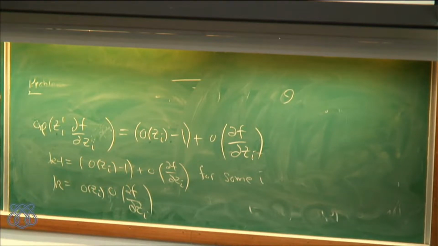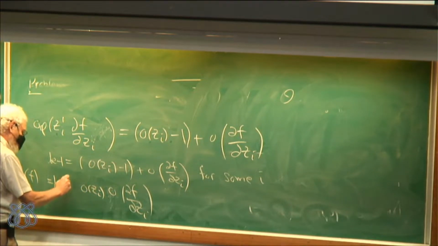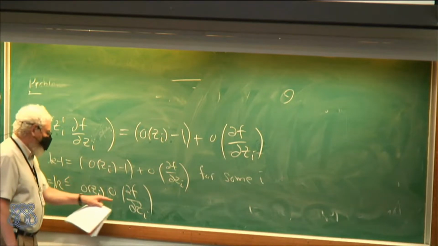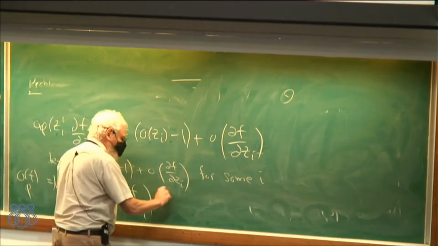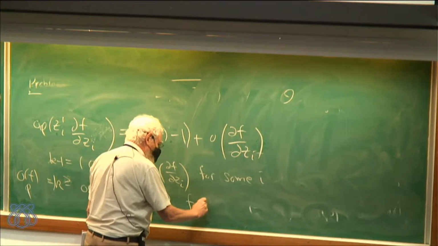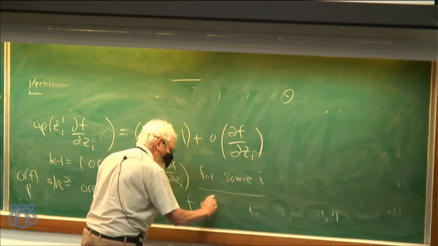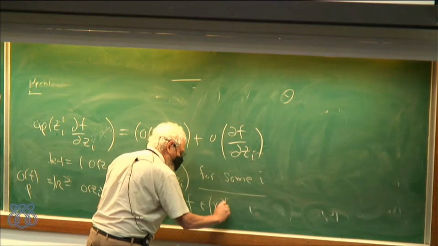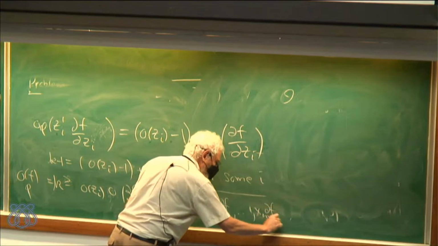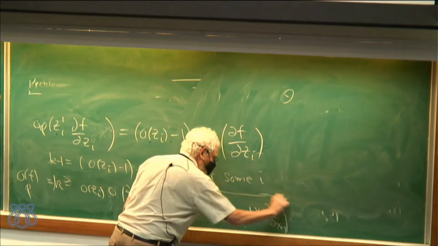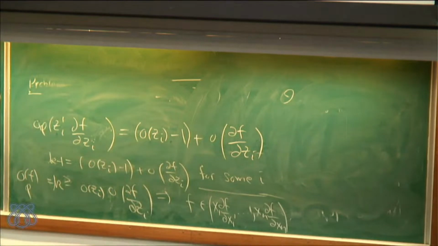We've shown that the order of f along phi is greater than or equal to the order of some term here. And so this implies that f is actually contained in the integral closure of something a little bit stronger. Okay, so I have something a little bit better.